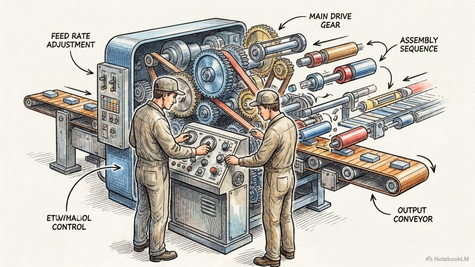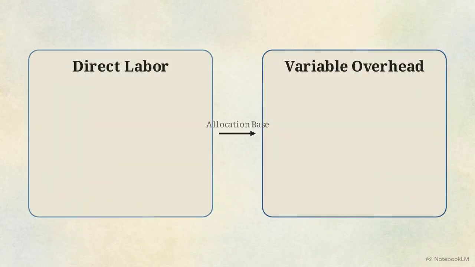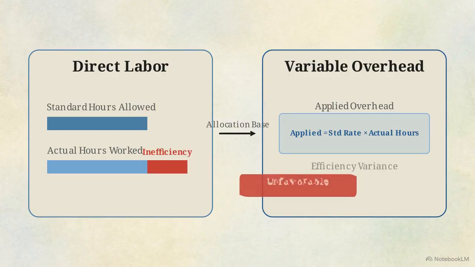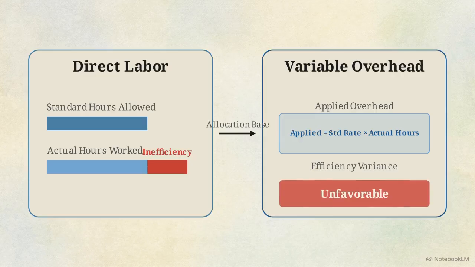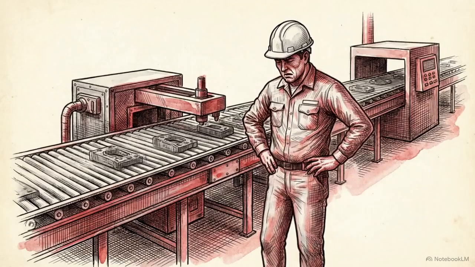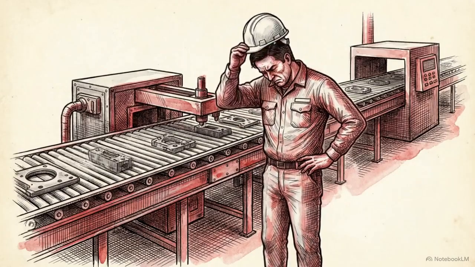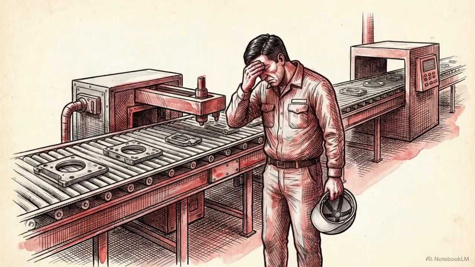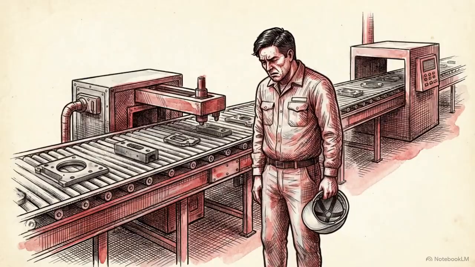There is a strict operational rule here. The efficiency variance is inextricably tied to the allocation base. If an operation applies overhead based on direct labor and the workers are inefficient with their time, the variable overhead applied automatically generates an unfavorable efficiency variance. For Chowdown, these variable losses point directly to the production floor. Management overpaid per hour of machine time, and the machines operated too slowly.